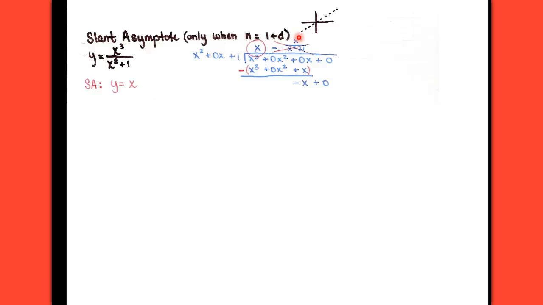Okay, then how do I find it? I find it by literally dividing that polynomial. So if I take x cubed and I divide it by x squared plus 1, the answer that I get, ignoring my remainder, is what I set equal to y to be my slant asymptote. So when I divide that polynomial, I'm going to ignore my remainder, literally just toss it out. But I'm going to take that answer and set it equal to y, and that will be my slant asymptote.